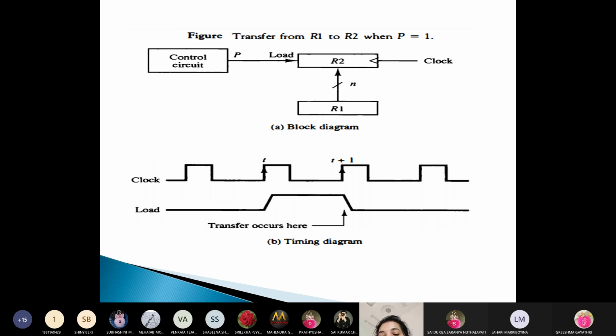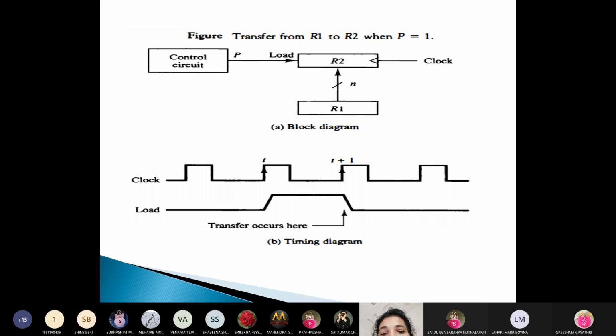The register is R1 and is connected to the N inputs of the register R2. R1 has N outputs. Those are connected to the N inputs of the register R2. So it is assumed that the control variable P is synchronized with the same clock as the one applied to the register.